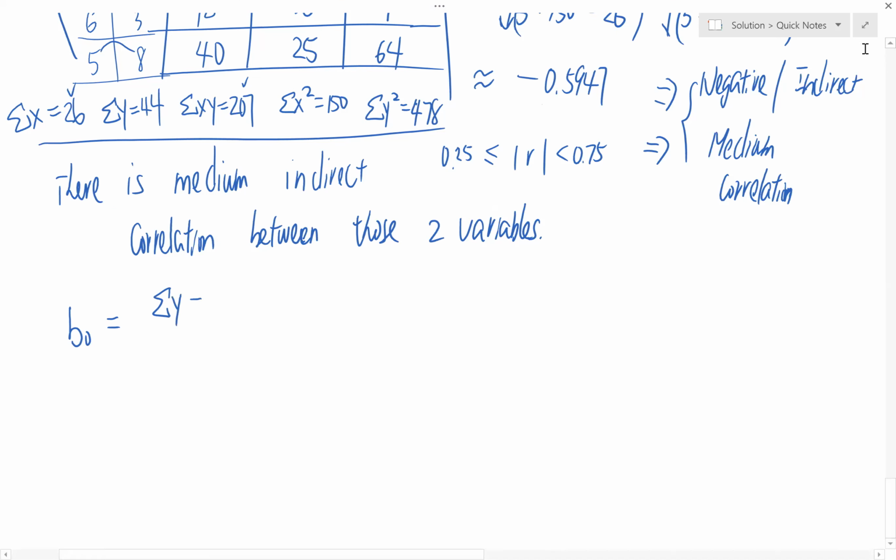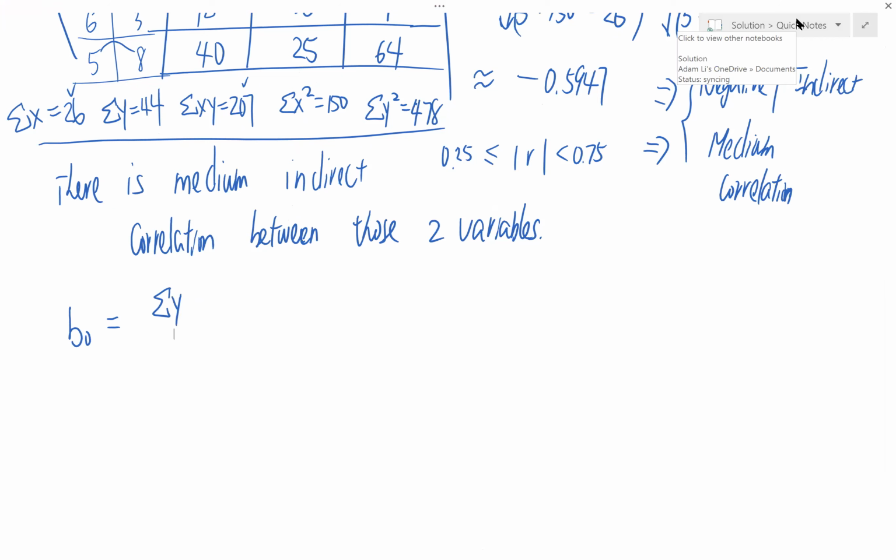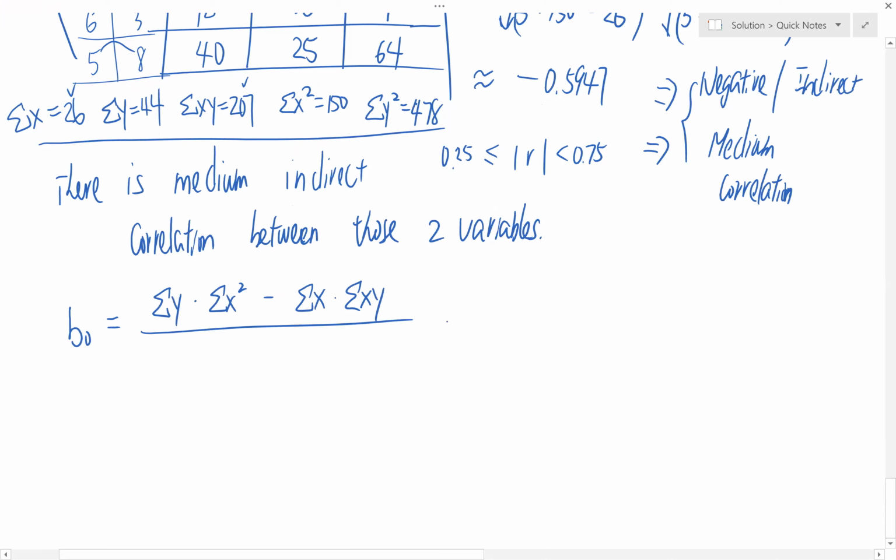Summation y times, copy the formula correctly, plug in the right number. That should do it. Summation y times summation x squared minus summation x times summation xy, then over n times summation x squared minus summation x, parentheses squared. Now again, we extract all the numbers from the prep work. That should help us.